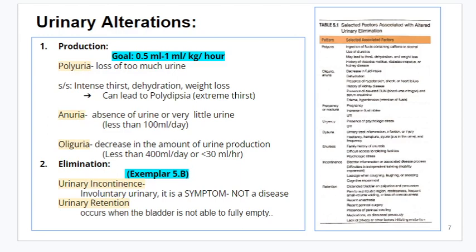Some of the exemplars that we will be talking about in class on Monday will include urinary incontinence as well as urinary retention. So those definitions, of course, urinary incontinence is that involuntary urination. It is a symptom and it is not a disease.